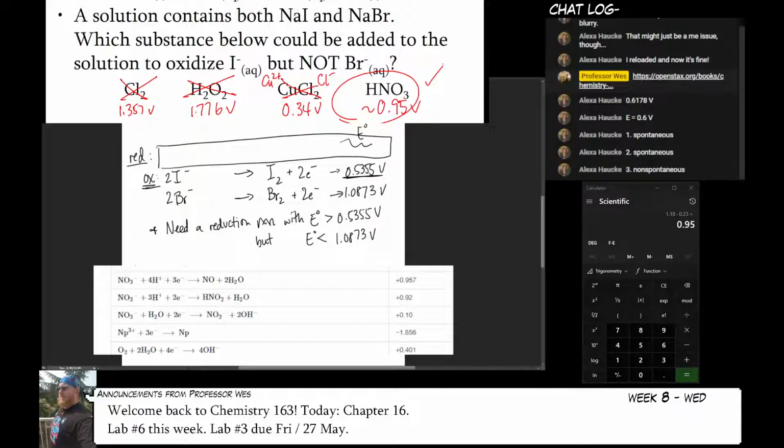So if I had a solution of iodide and bromide, and I wanted to get the iodide out of there by oxidizing it, I could put nitric acid in there. That would oxidize the iodide, but the bromide would remain as bromide. Now, this question didn't involve a battery. Huh? Can we do this stuff without batteries? Yeah, absolutely. A battery is just a mechanism by which we use the power of chemistry to extract useful work. But these reactions will happen on their own.